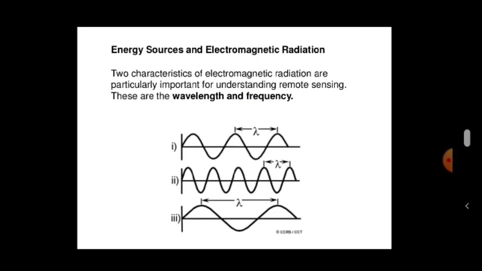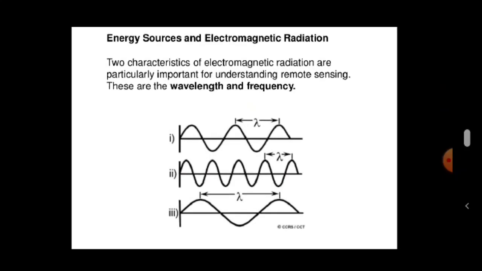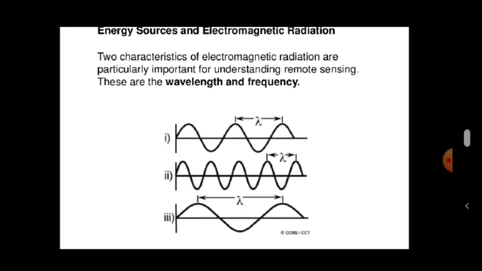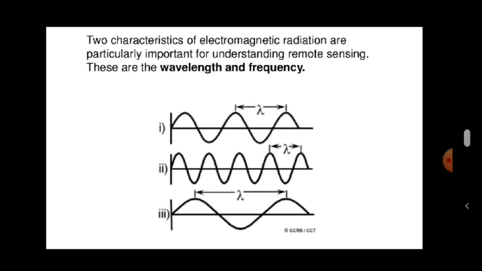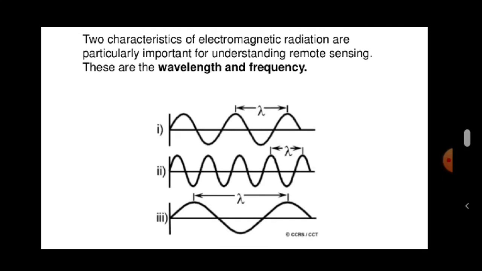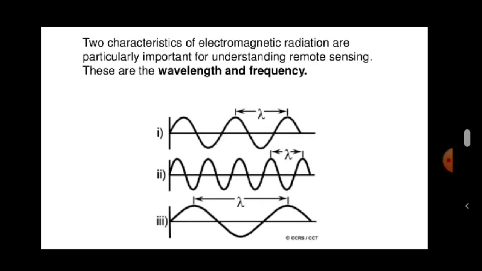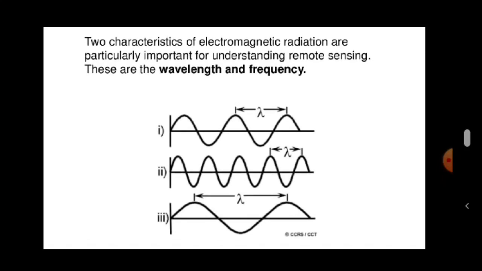When it comes to electromagnetic radiation, there are four elements, but two most important characteristics: wavelength and frequency. As you see in this graph, lambda is for wavelength, and frequency is represented by f. I told you earlier there are four elements. So frequency or wavelength for sure, that's one element.